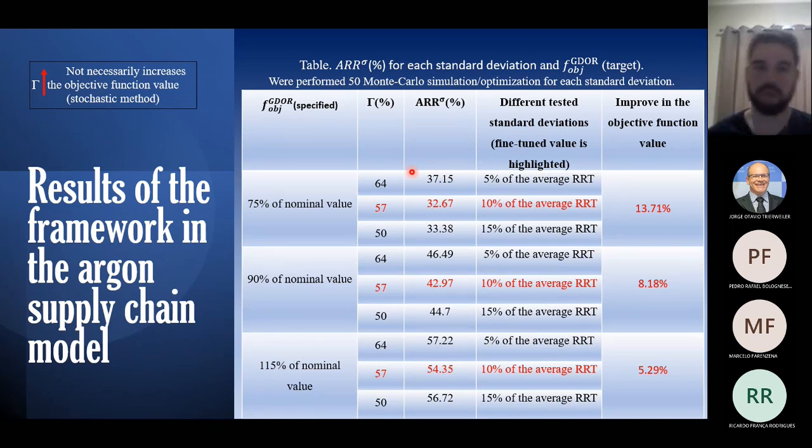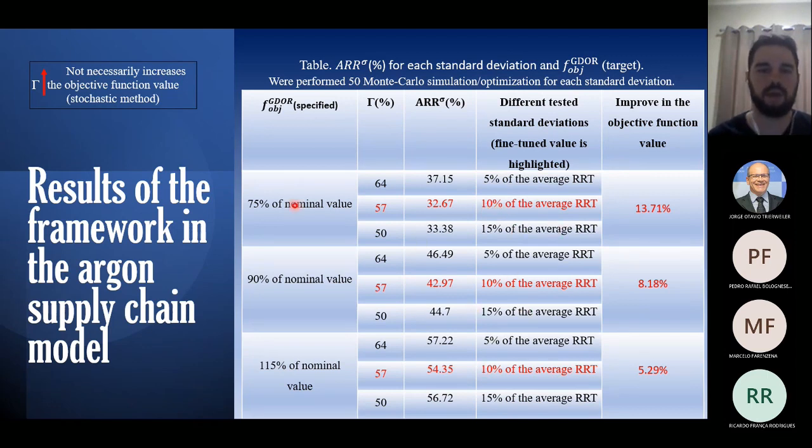And here, for a specified value of 75% of the nominal value, which is masked here, we got that. And for this specified preset trade-off risk, we got an improvement in the objective function value of almost 14%. And the fine-tuned value for the sigma was 10% of the average RRT.